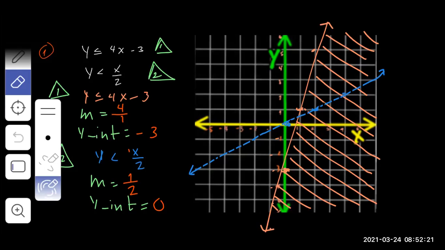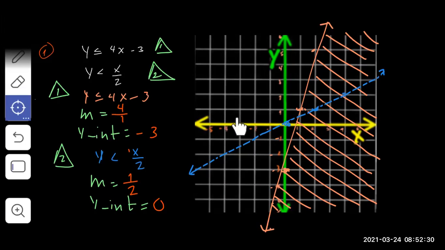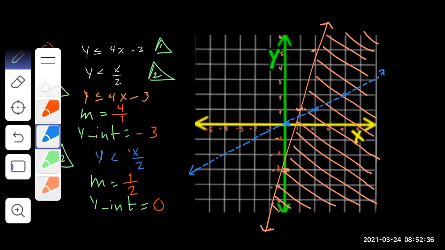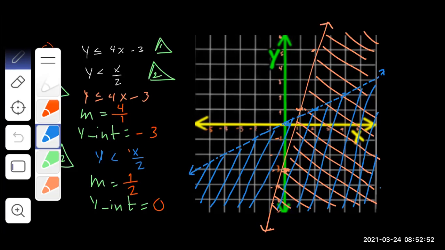Then I need to determine the solution area. It could be either this part up, or down. Let's look at the inequality sign again. It will be down. Less than. Thank you, Brian. It's down because it's less than. This part, down. That will be under the line. Let me just color this part, all the way down.